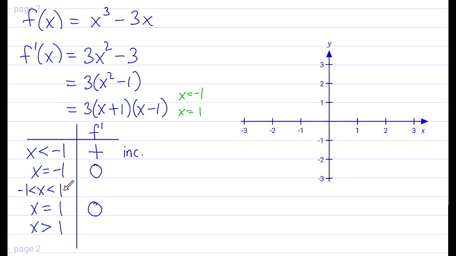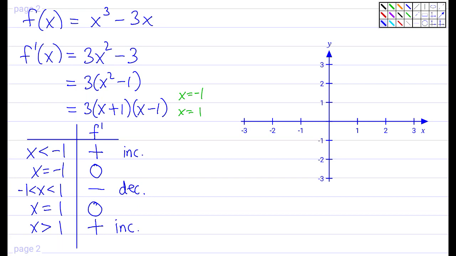How about this interval? What's an easy number to plug in? I would say 0. 0 plugged into this gives us a positive number. 0 plugged into this gives us a negative number. The product is negative, so the function is decreasing. Finally, if x is greater than 1, let's plug in 10. This is positive. This is positive. The product is positive, so the function must be increasing. Notice how I really never bothered to figure out what the actual value of f prime is, just whether it's plus, minus, and of course whether it's 0 or not, which I already did.